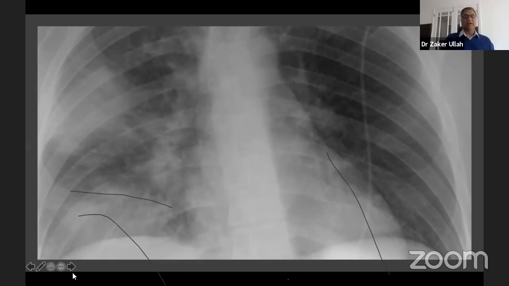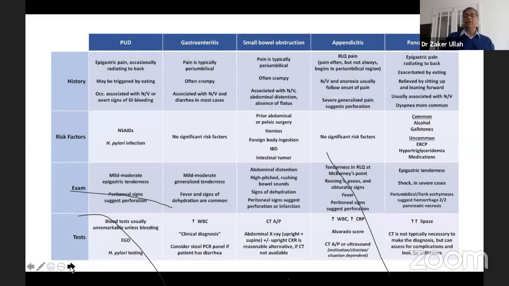Abdominal X-ray sometimes is very difficult to interpret. It depends on the quality of the abdominal X-ray. So if anybody asks you, you have only one chance to do one investigation, you should always say chest X-ray. That's very important. So I'll send you all this.